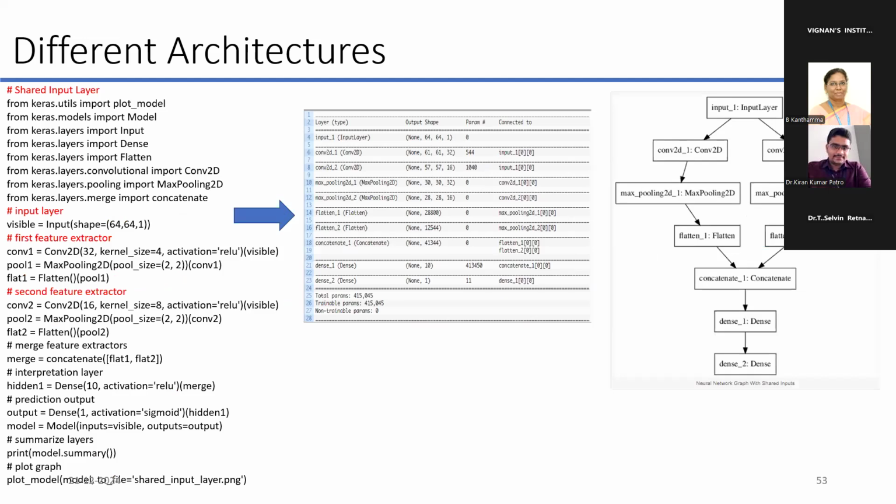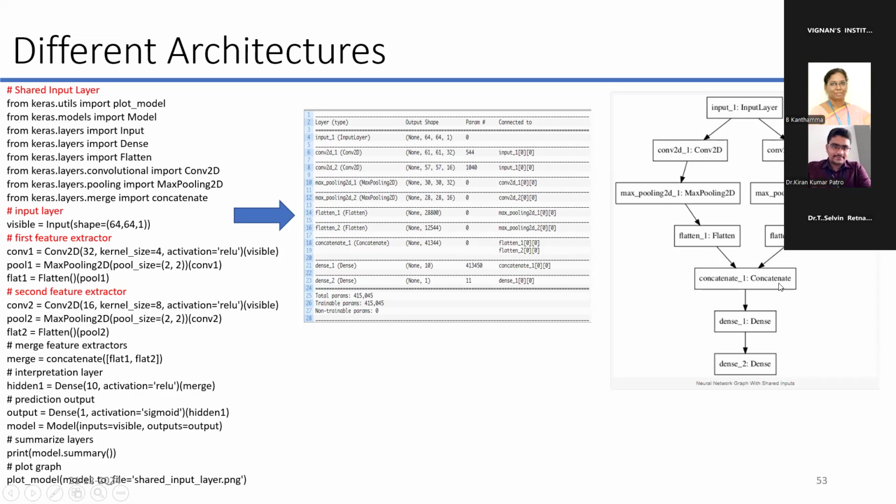Now we have different architectures. First, the shared input layer. Now you have only one input. With one input, you can have different feature extractors. Here you can use convolution, pooling, and flatten for one feature extractor, and convolution, pooling, and flatten for another. On the right side you will observe your input layer is shared with both networks. After the flatten layer, you get your features.